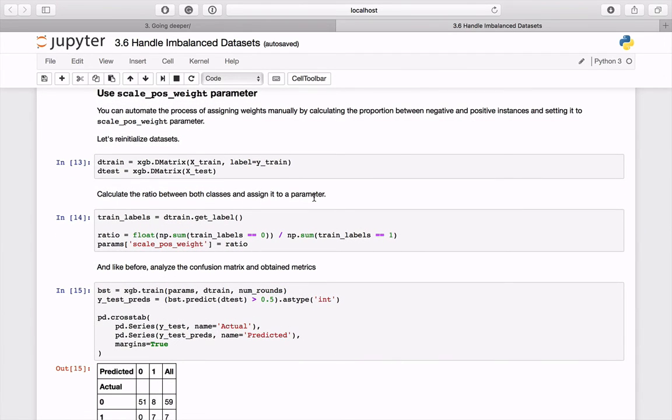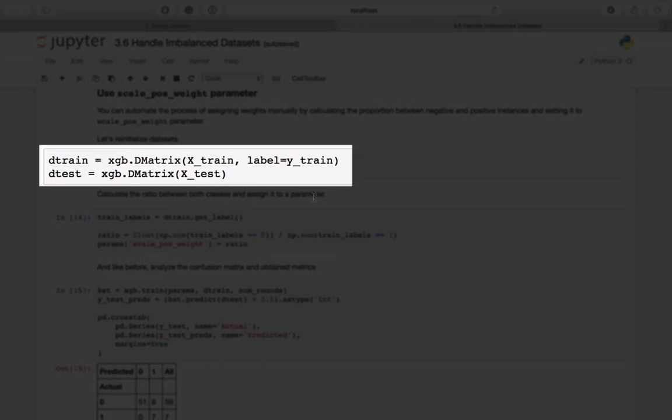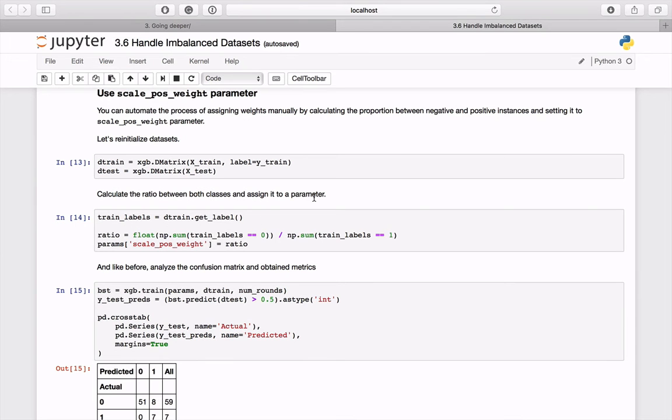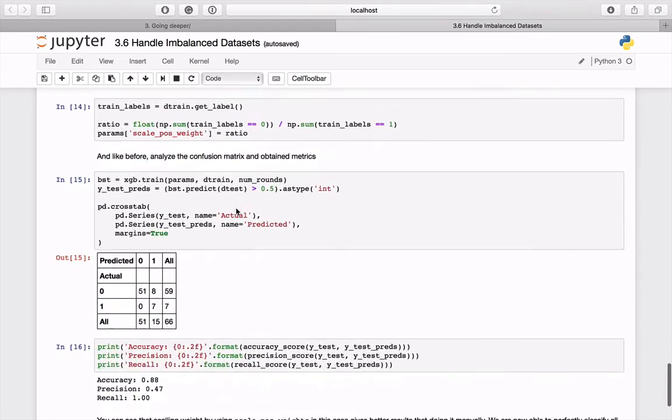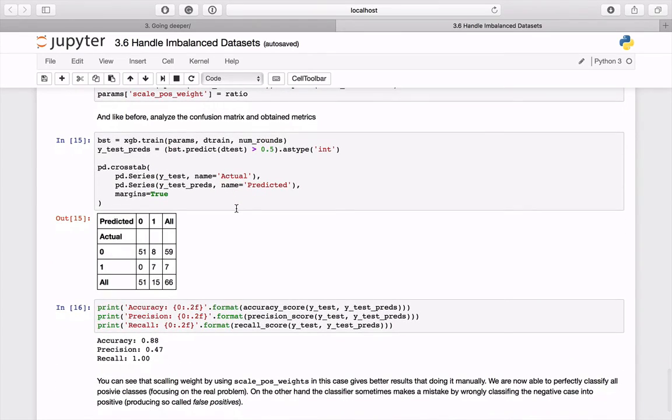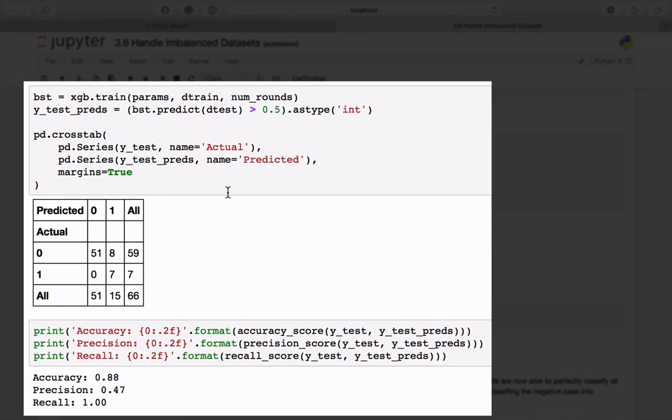First, get rid of the previously assigned weights by reinitializing the matrices. Then, we are adding the scale pos weight property and setting its value to the proportion between negative and positive instances. Like in the previous example, retrain the classifier and analyze the confusion matrix. In this case, we managed to correctly predict all positive examples.